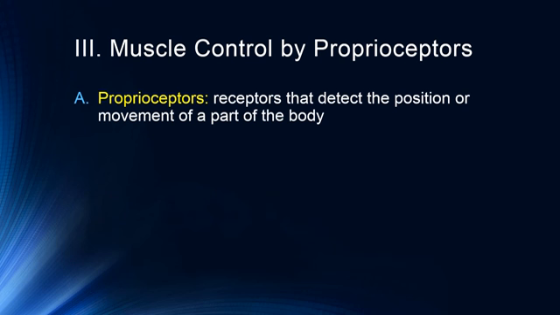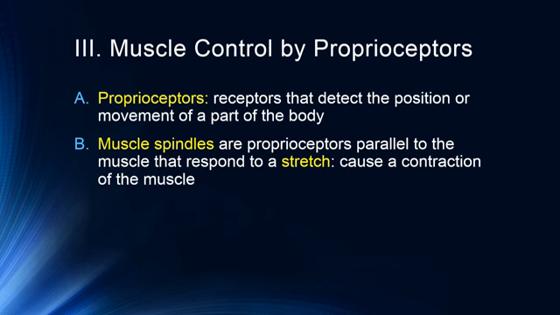So I want to talk a little bit about how muscles are controlled by proprioceptors. Proprioceptors are receptors that detect the position or movement of a part of the body. Muscle spindles are proprioceptors parallel to the muscle that respond to a stretch. So as you're stretching your muscle, it can then cause a contraction of the muscle.